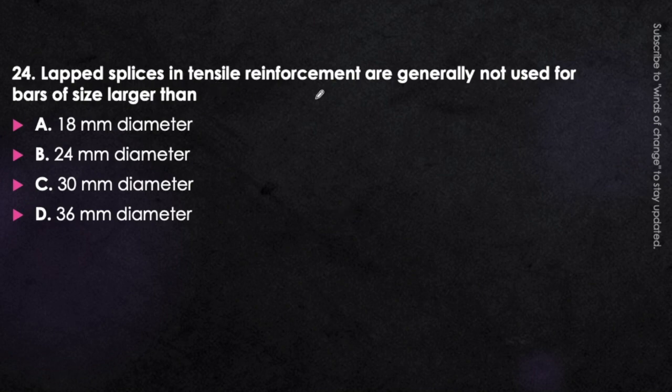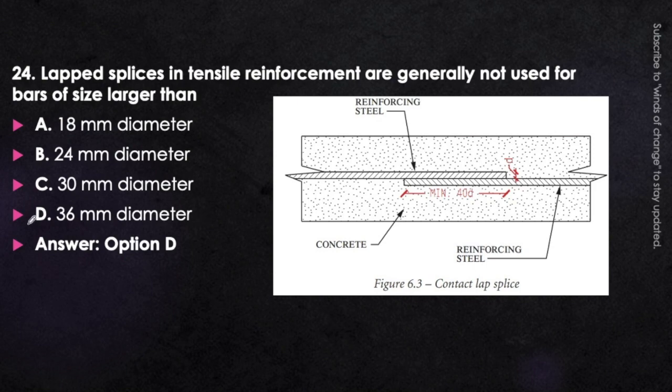Lapped splices in tensile reinforcement are generally not used for bars of diameter larger than 18 mm, 24 mm, 30 mm, or 36 mm. Just think about it: lap splices will not be provided if the diameter exceeds. The answer will be option D, that is 36 mm. After 36 mm, splices are not used. There we provide a nut and bolt kind of arrangement at the ends.